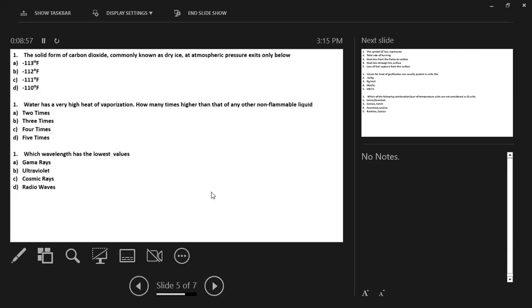Solid form of carbon dioxide, commonly known as dry ice, at atmospheric pressure exists only below, in Fahrenheit, -110. In the exam, both the values will be given, -79 and -110. Yes, it is -110. Water has a high heat of vaporization. How many times higher than any other non-flammable liquid?